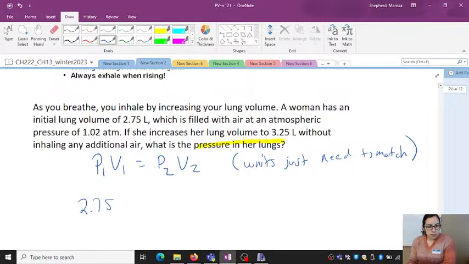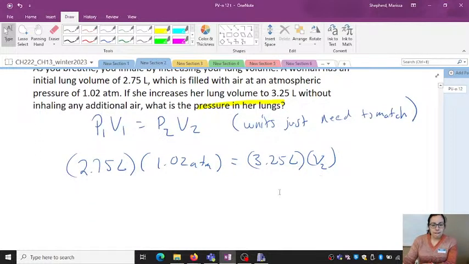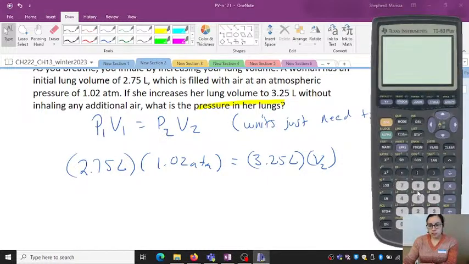Now we just have to make sure we put in our initial conditions. So 2.75 liters times 1.02 atm is equal to 3.25 liters over volume V2, or X. And so what do we get for our answer?